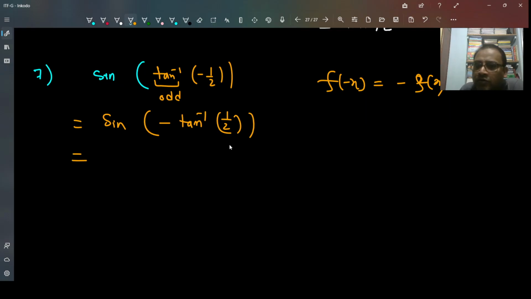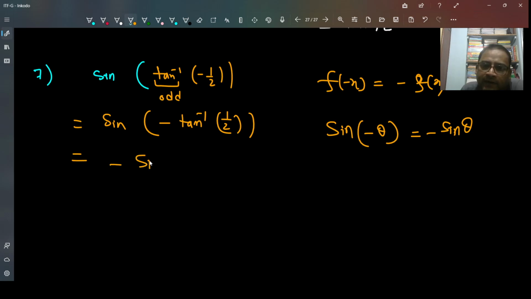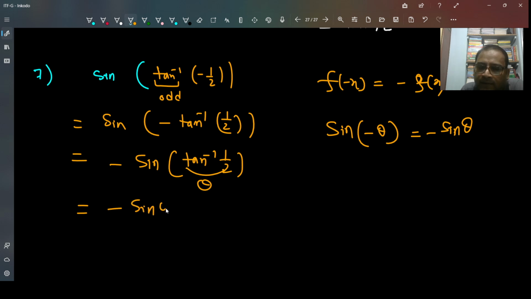Now again, from the trigonometric standard result, sine of minus theta is minus sine theta. So minus will be outside. So sine of tan inverse half, if I call it theta, will be minus sine theta. We have to find only sine theta. So now tan inverse half I consider as theta. So from here I have tan theta equal to half.